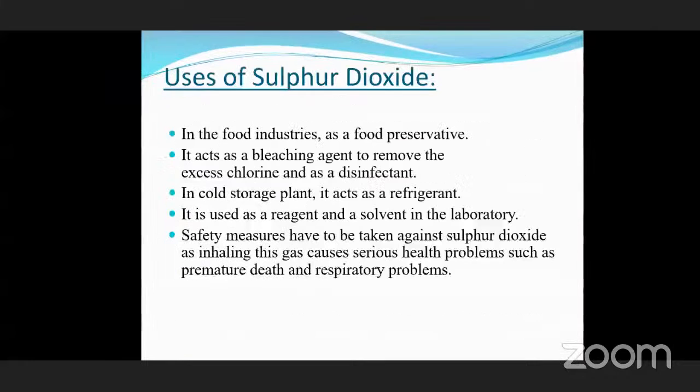Right. Then uses of sulfur dioxide. The first use is in the food industries, as a food preservative. That means for storage purposes, we have to add sulfur dioxide. Most restaurants use sulfur dioxide as a preservative to preserve food, maybe even in 5-star hotels.